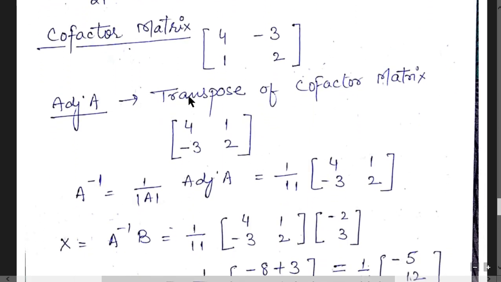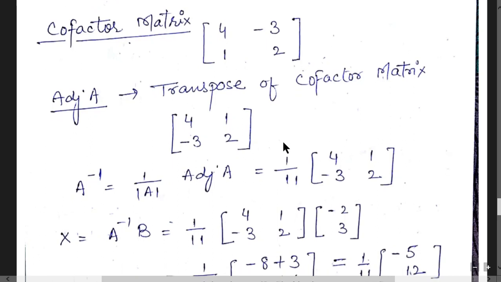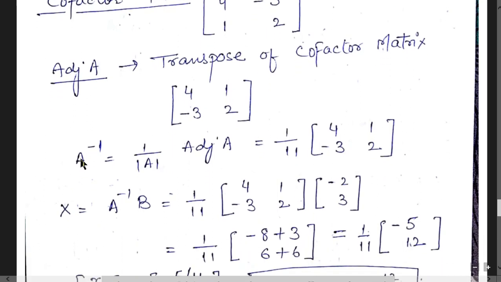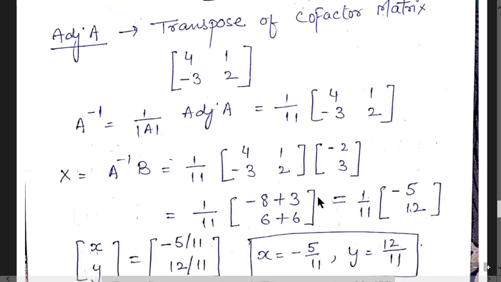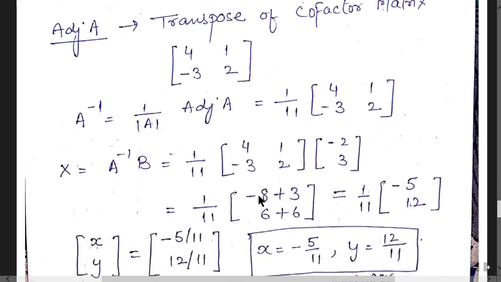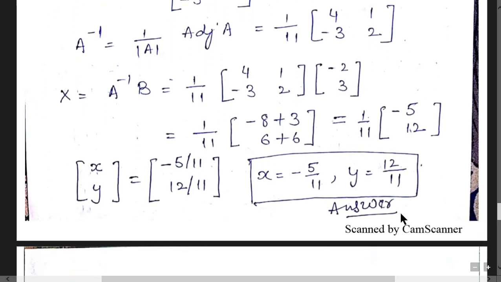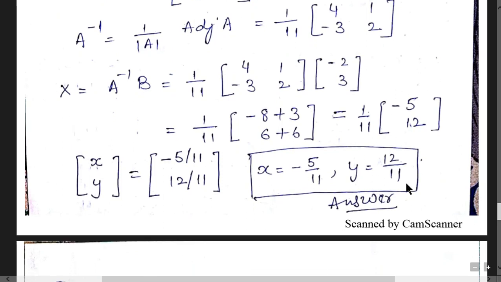and find the transpose of this cofactor matrix obtained above. Then write the inverse and multiply the value of inverse with B. It's 4 into minus 2, minus 8 plus 3. It's 6 plus 6, minus 5 and 12. Then divide these values by 11. Minus 5 over 11 and 12 over 11 is the answer.